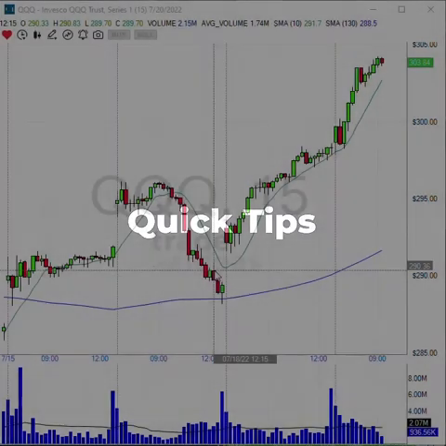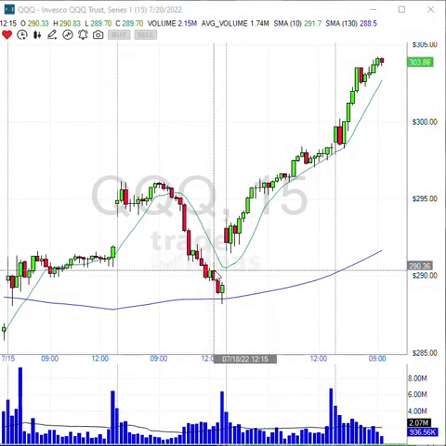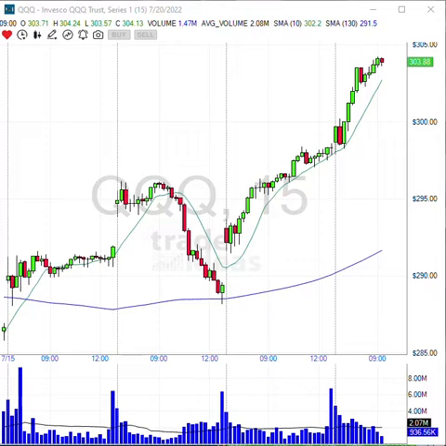Hi friends. If you're somebody out there that's trying to make sense of charts and doesn't really know where to start or what indicators they might want to use, let me show you the only two indicators that I use, and they might be the only two indicators you'll ever need.